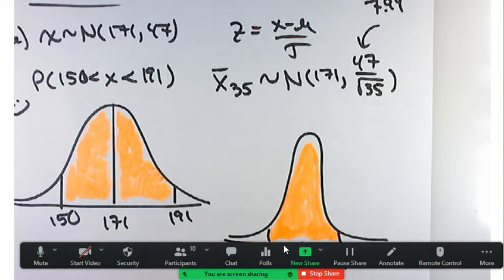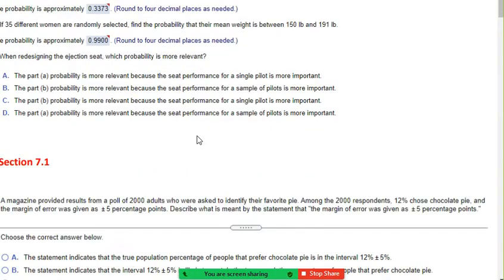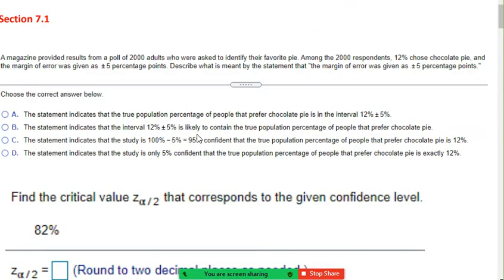Okay, let's keep going. Let's take a look at what's next in terms of our handout. So that was section 6.4. Let's move on to section 7.1.